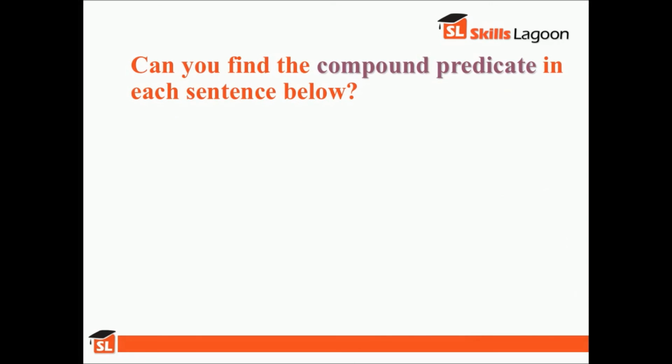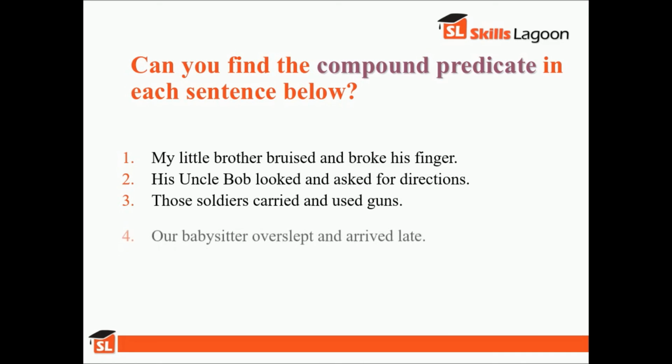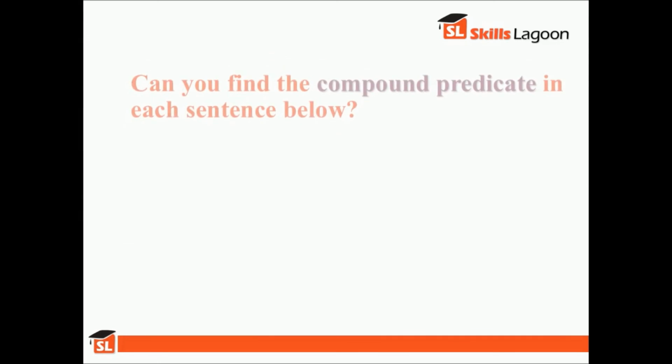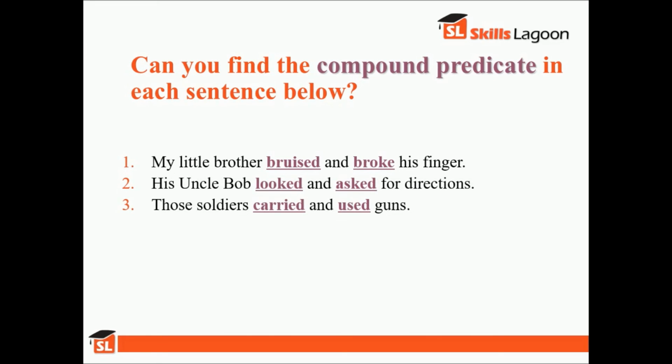Now can you find the compound predicate in each sentence below? My little brother bruised and broke his finger. His uncle Bob looked and asked for directions. Those soldiers carried and used guns. Our babysitter overslept and arrived late. So the answers are bruised and broke, looked and asked, carried and used, overslept and arrived.